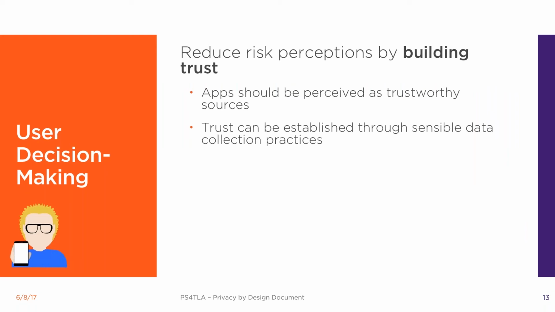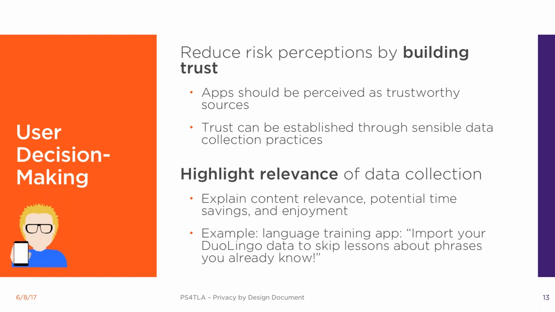So for app developers, it's important to act as a trustworthy source of learning experiences. And such trust can be established through sensible, well-reasoned data collection practices, and communicating those practices to users is one of the things that we'll be talking about. How do you do that effectively? Now, this perception of trust can be improved by highlighting the relevance of the information as well, right? So, for example, if you have a language training app, you can ask the user to import all kinds of external information. But if you tell them, oh, if you import your Duolingo data, you can skip lessons about phrases you already know, that's a really nice way of highlighting the concrete benefits of disclosing this personal information.